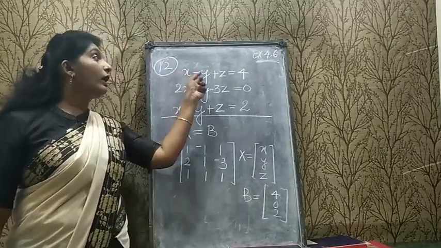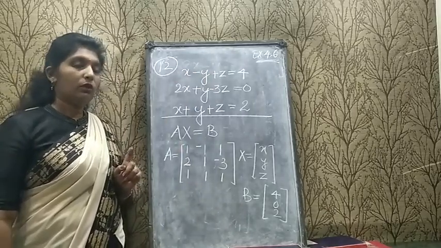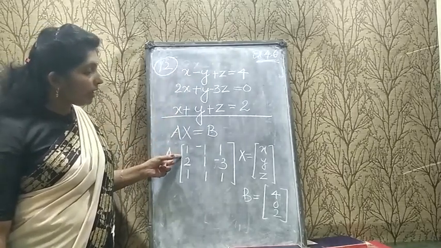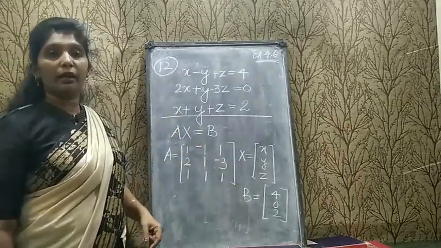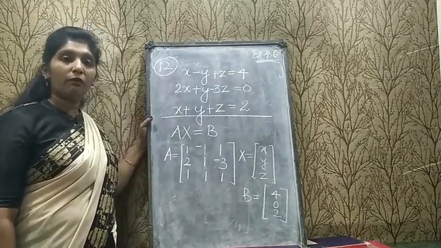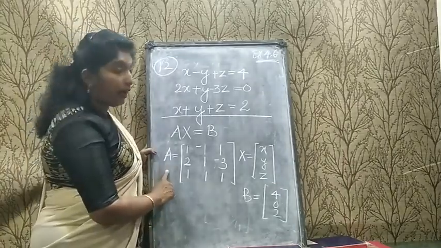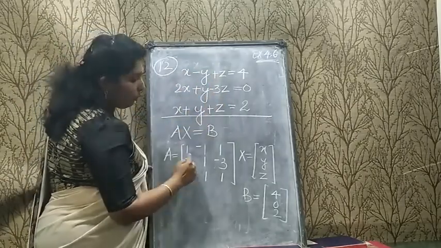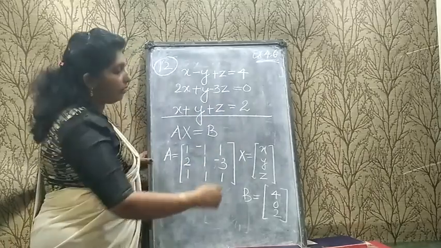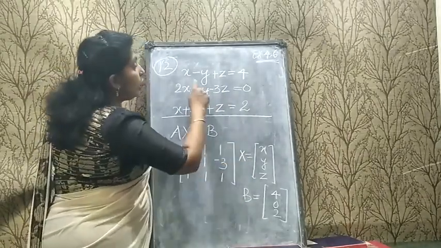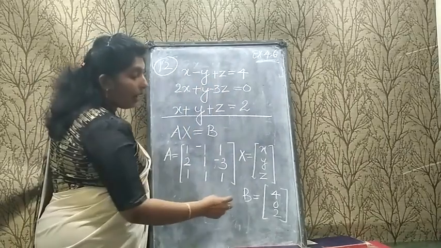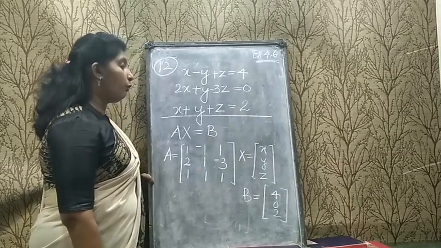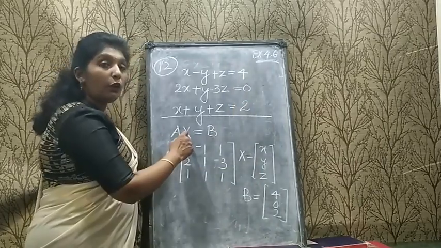So here 3 unknowns are given. From the system of equations, first I wrote the A matrix, X matrix and B matrix. How to write that, I already explained in the previous video. A is the coefficient of X, coefficient of Y and coefficient of Z, written in the same order. Capital X is equal to the unknowns X, Y and Z. And B is equal to 4, 0, 2. Now here I have to find out the value of X, Y and Z.